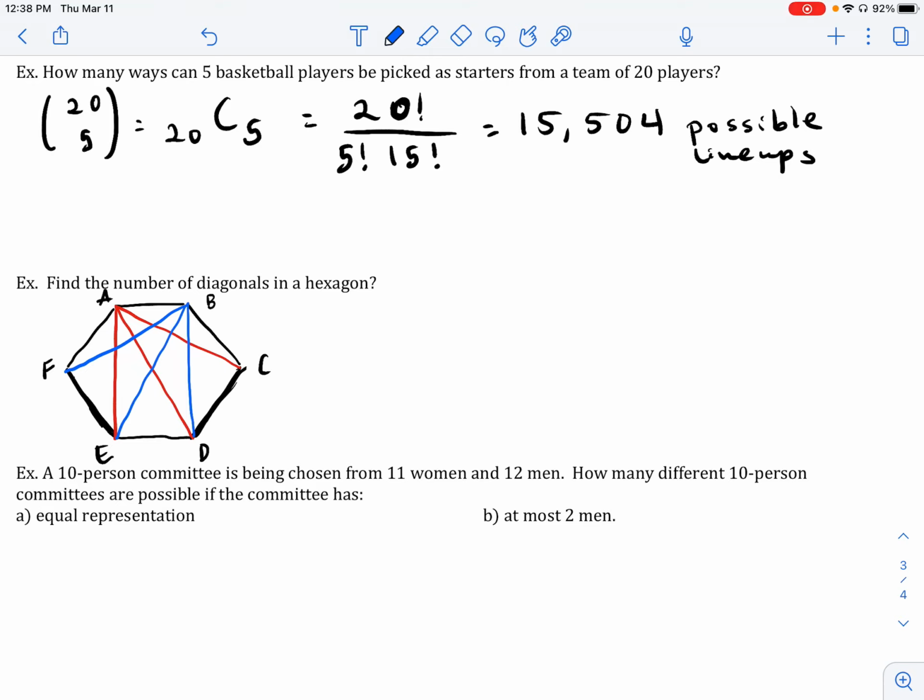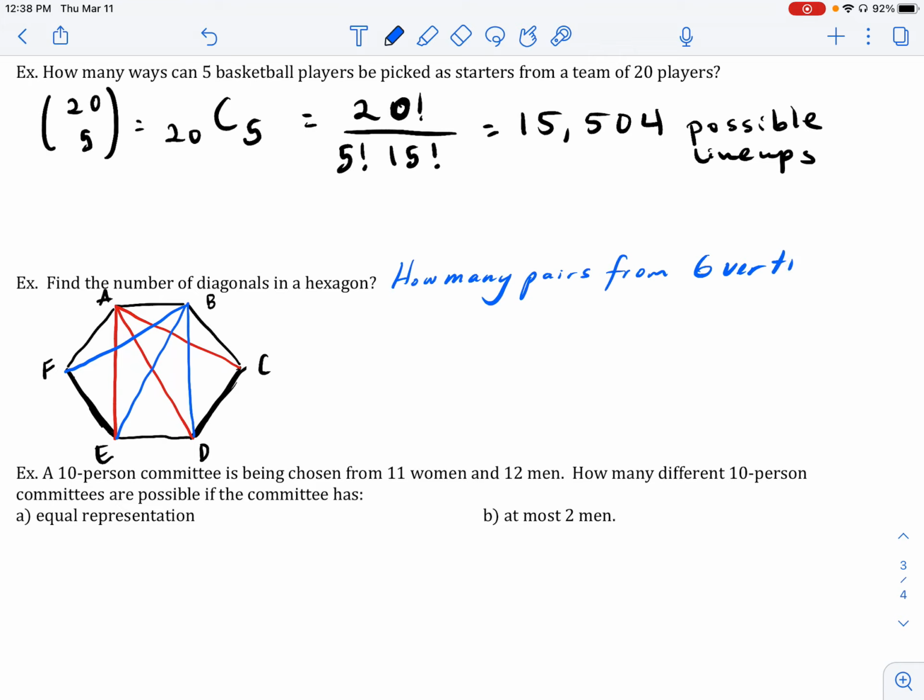Obviously, this is a problem that we could do by just drawing all the diagonals and keeping track of them. Another way of thinking about this is to ask ourselves the question: how many pairs can be made from 6 vertices?